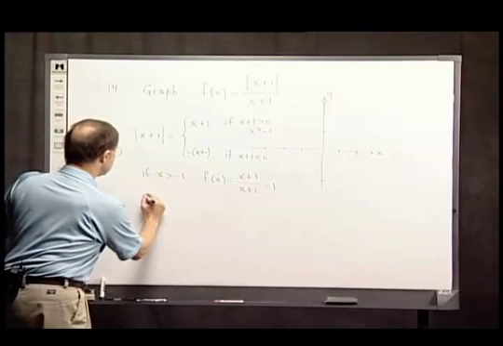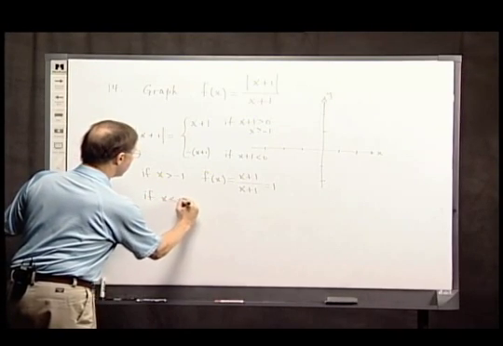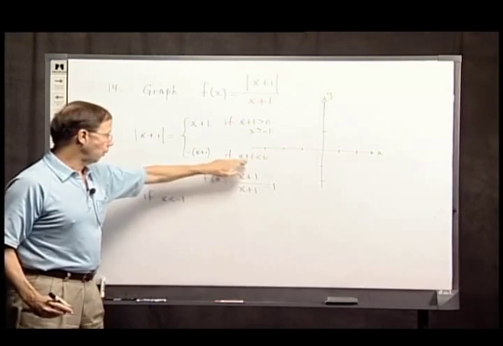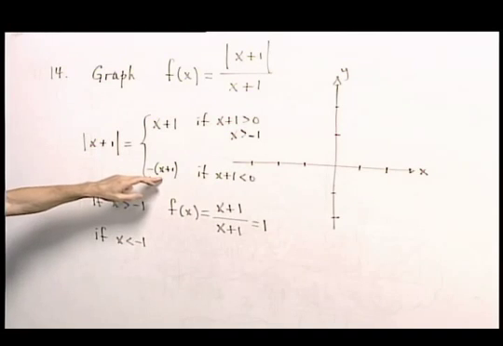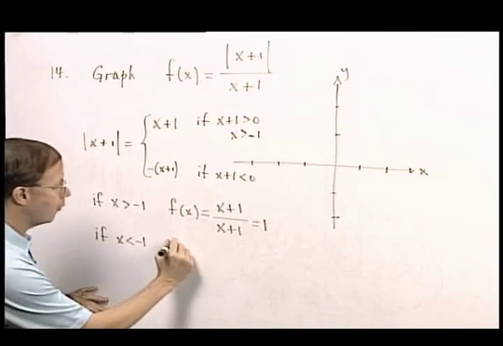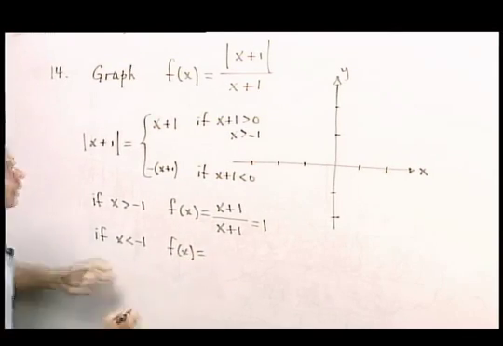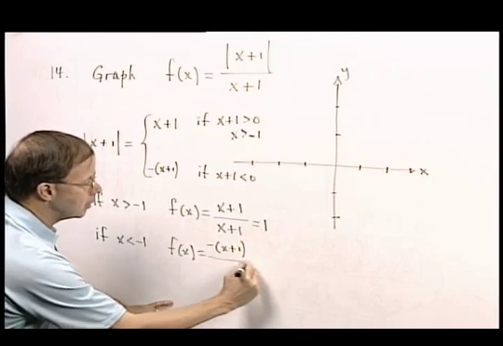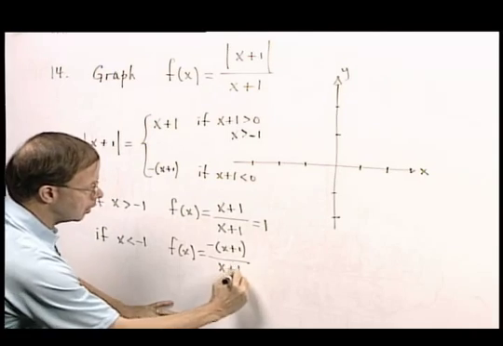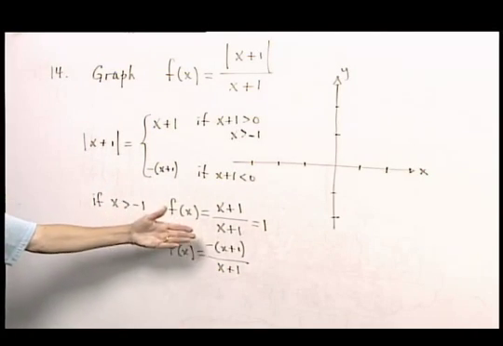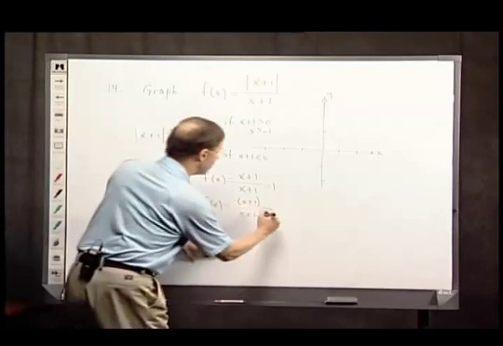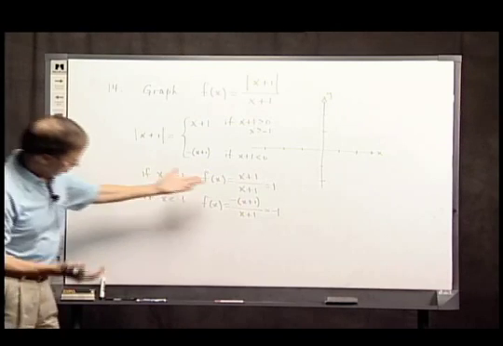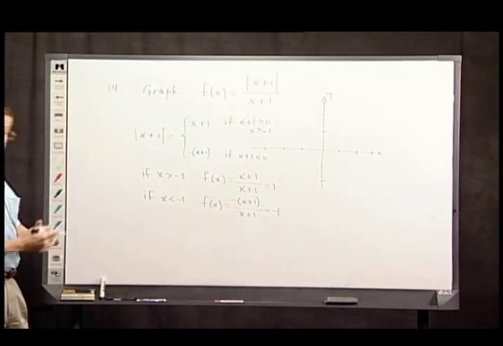How about if x is less than negative 1? In that case, we're down here. x plus 1 will be less than 0. What do I get? I get the opposite of it. So f of x, the absolute value, is now the opposite of x plus 1 divided by x plus 1. When you divide something by its opposite, you get negative 1. So for all x values less than negative 1, I get a y value of negative 1.